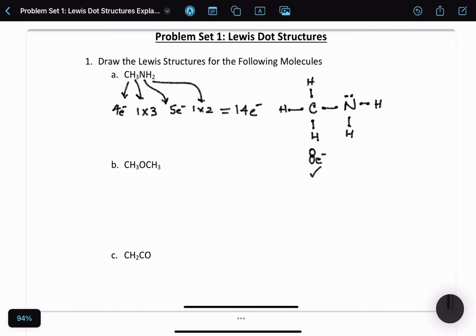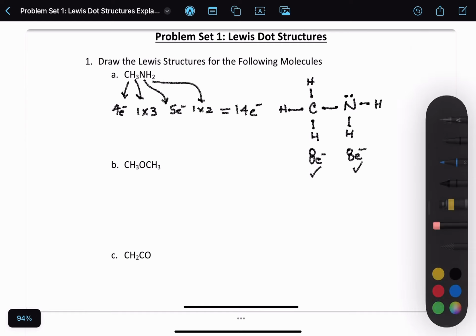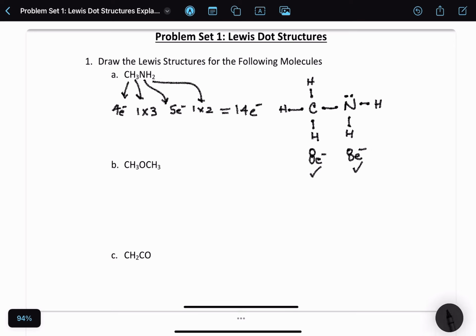And the nitrogen has 2, 4, 6 from the 3 bonds. And so that fills its octet because it has also those additional 2 lone pairs for a total of 8. And so the nitrogen's happy, the carbon's happy, and then each of the hydrogens have 2 electrons in the bond that it's attached to, and so they get a duet, and therefore they get satisfied because of the helium configuration that it attains. And so that's the first problem. This is the correct structure.